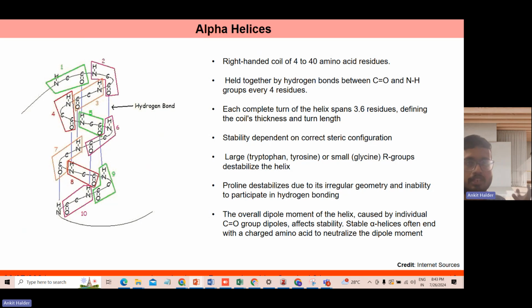You have to understand and apply the basic concept that in this kind of helix, the stability is quite important. If we have large amino acids or small R groups, it will definitely destabilize the helix. Or if we have proline, it will also be destabilizing due to its irregular geometry and inability to participate in hydrogen bonding. The overall dipole moment of the helix caused by individual CO group dipoles affects stability. Stable alpha helices often end with a charged amino acid to neutralize the dipole moment.